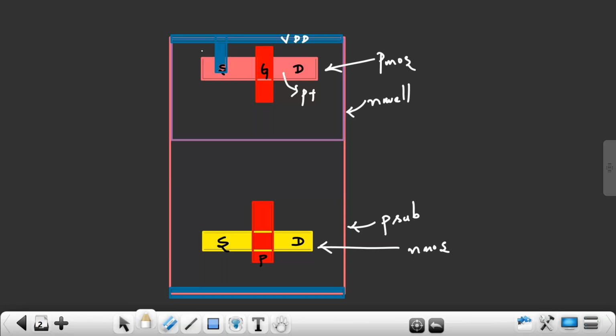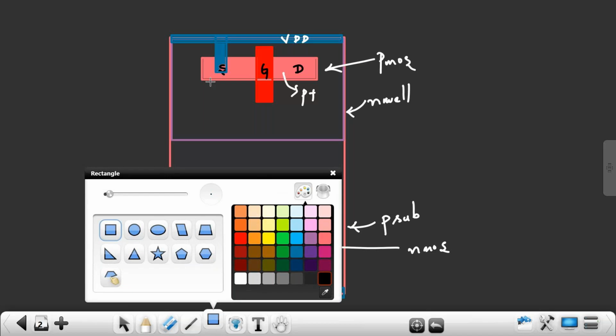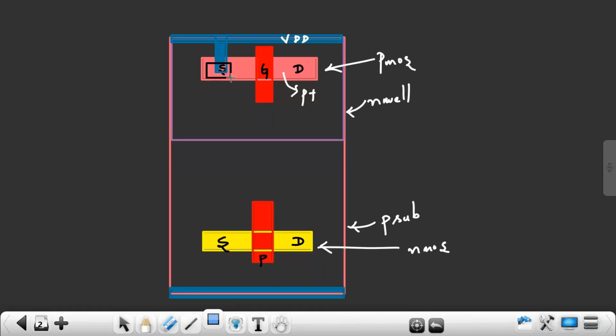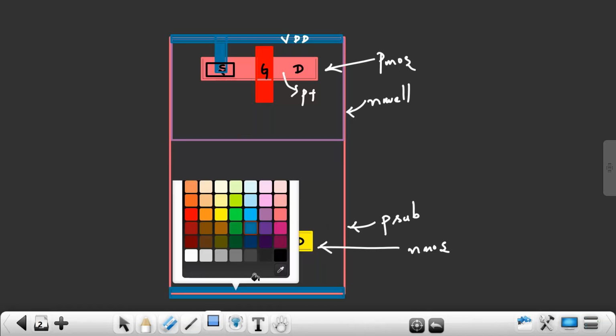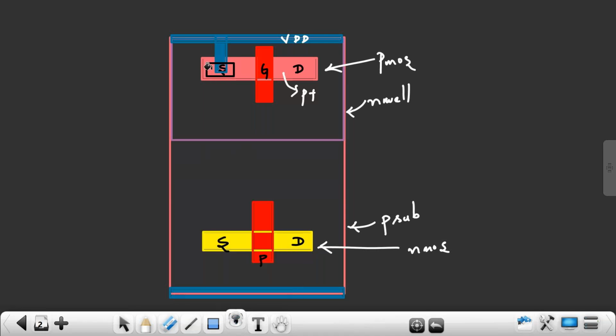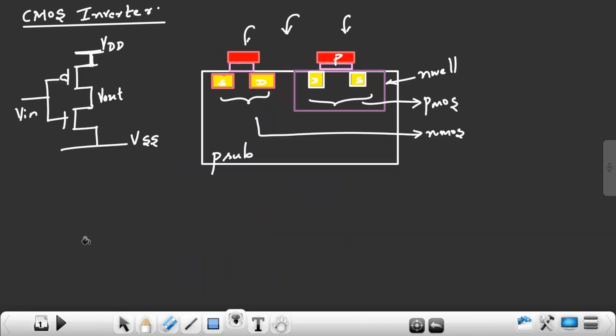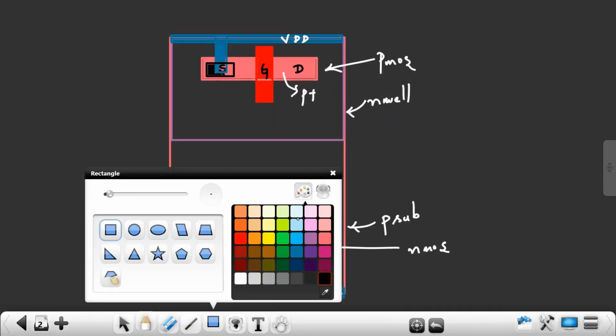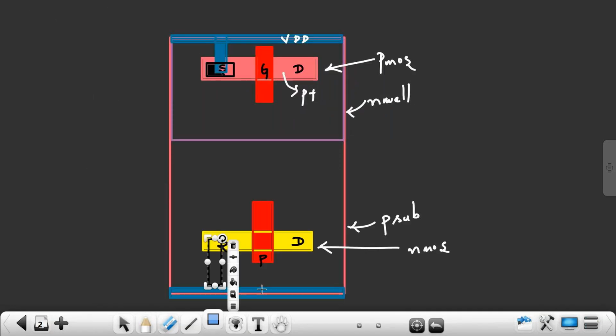So when I am connecting this metal to diffusion, I cannot connect directly. I should use one contact cut. This is a contact cut. Metal and polysilicon directly cannot be connected, so I am using one contact cut here, black color. Similarly, the source of your NMOS is connecting to VSS. So make that connection.